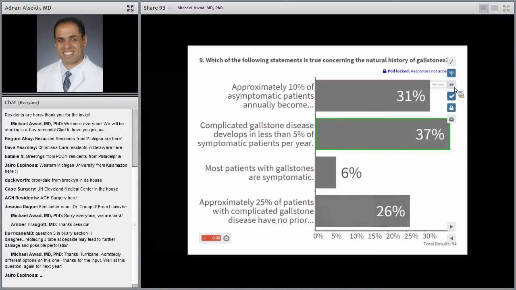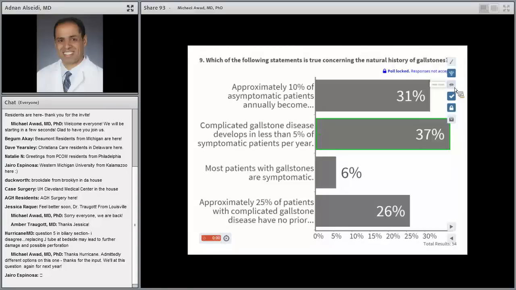Yeah, so this is basically understanding the numbers, really. I mean, it's kind of a question of natural history. In general, approximately 1 to 2% of asymptomatic individuals with gallstones will develop serious symptoms or complications related to the gallstones per year. So 1 to 2%. So the answer is actually B, which is complicated gallstone disease develops in less than 5% of symptomatic patients per year. Remember that 20 to 30% of patients with gallstones will become symptomatic over 20 years.